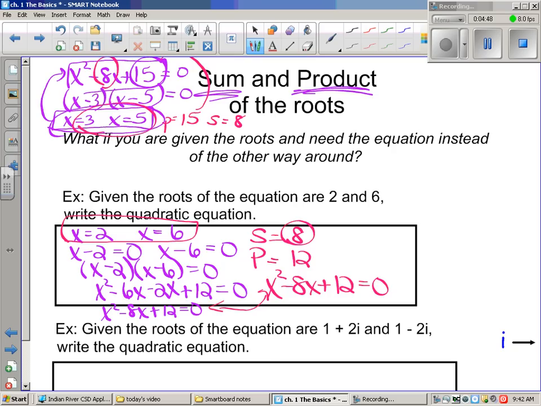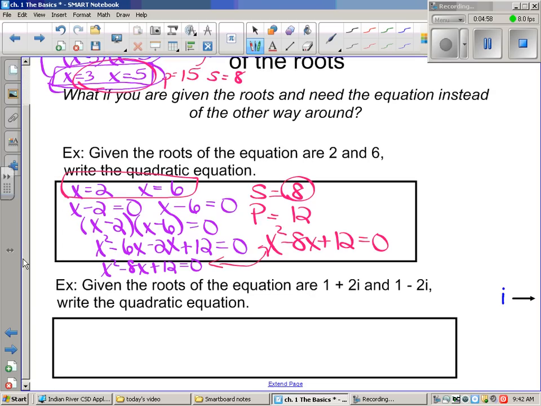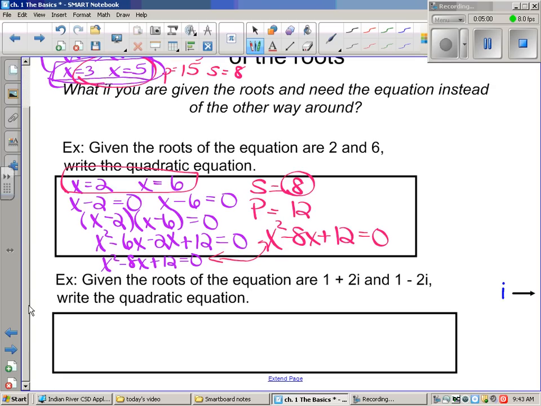Now again, it doesn't seem that necessary when you're looking at numbers like 2 and 6. Because let's be honest, you can add and you can multiply, or you can even reverse the whole process quite simply. But if you were to reverse that process and you're dealing with roots like this, 1 plus 2i and 1 minus 2i, all of a sudden what you've got is x equals 1 plus 2i, and x equals 1 minus 2i.